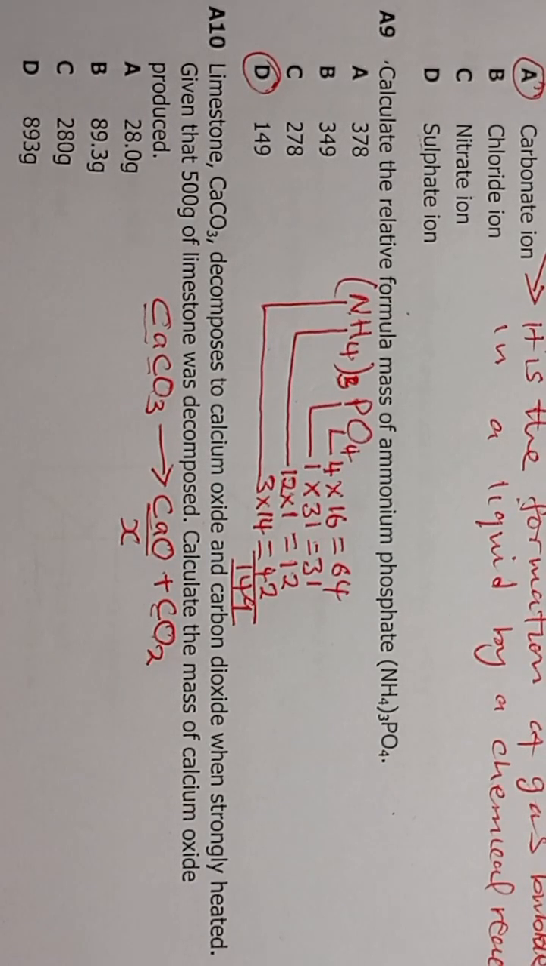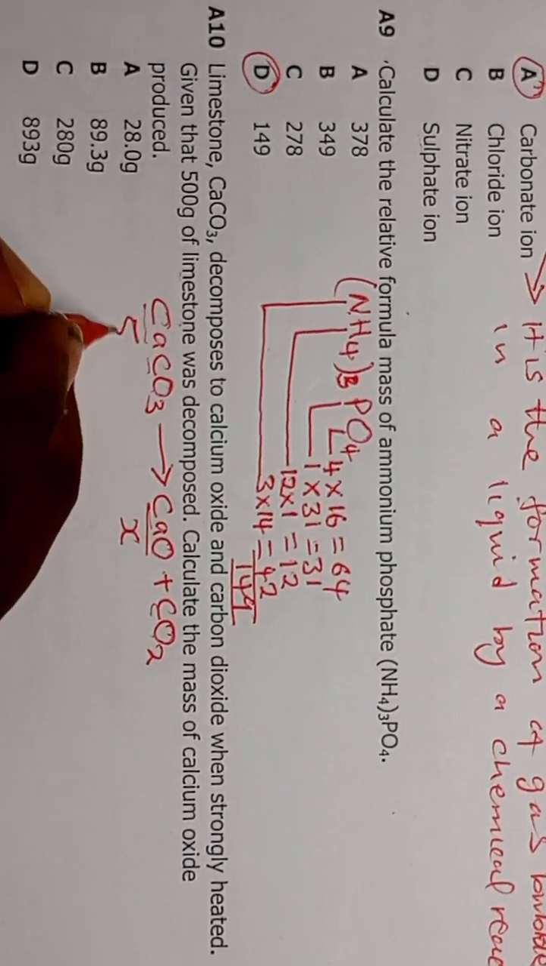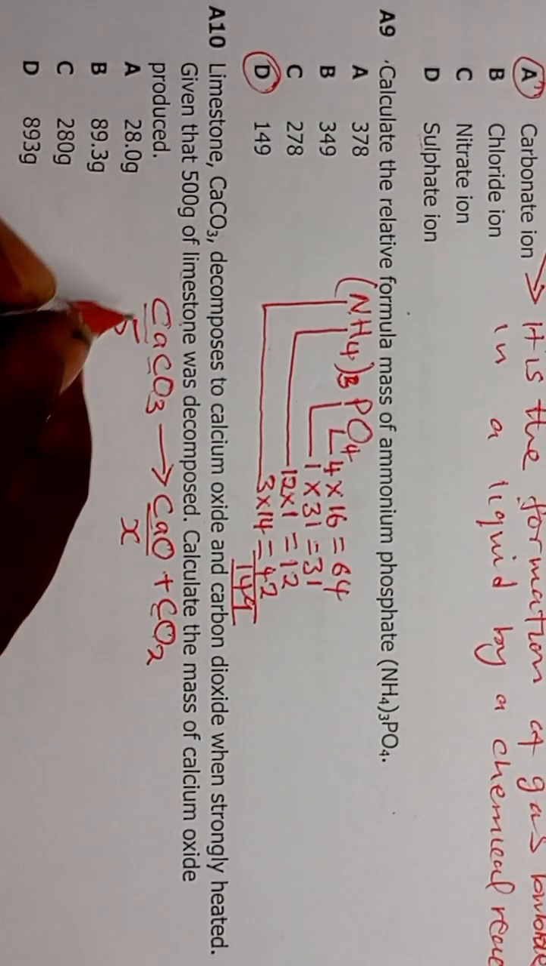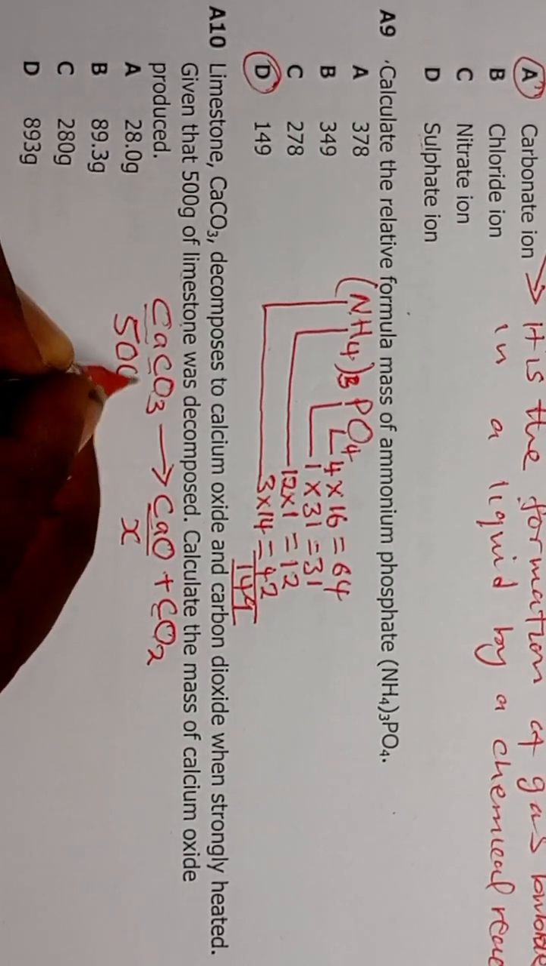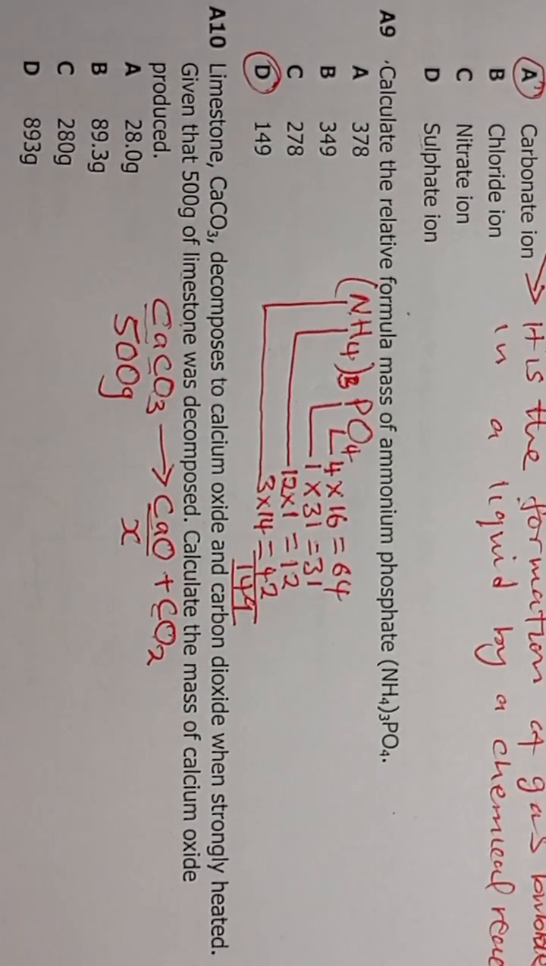Then what have we been given? We have been given 500 grams of limestone. So I'll put 500 grams to help me find the mass of calcium oxide. So from there, we are going to calculate the total molar mass of the concerned compounds.